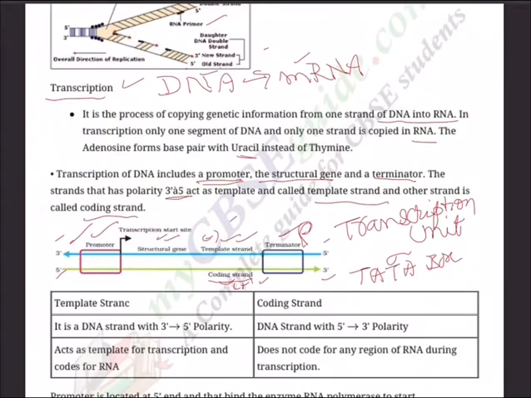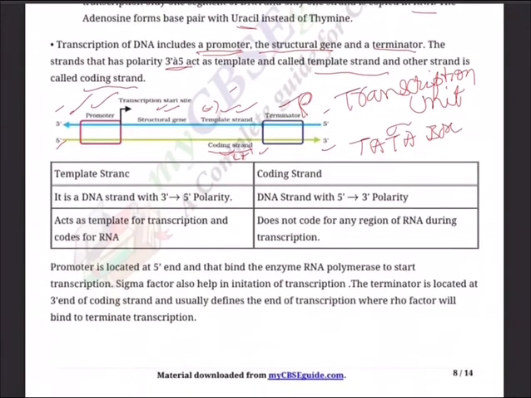So this is what you need to know about this, and the difference between the template strand and the coding strand. The template strand is the DNA strand with 3' to 5' polarity, and the coding strand, as you are seeing in the green line, has 5' to 3' polarity. The template strand acts as a template for transcription and codes for RNA, and the coding strand does not code for any region of RNA during transcription. So that's why we say nonsense and sense codon, positive and negative codons.